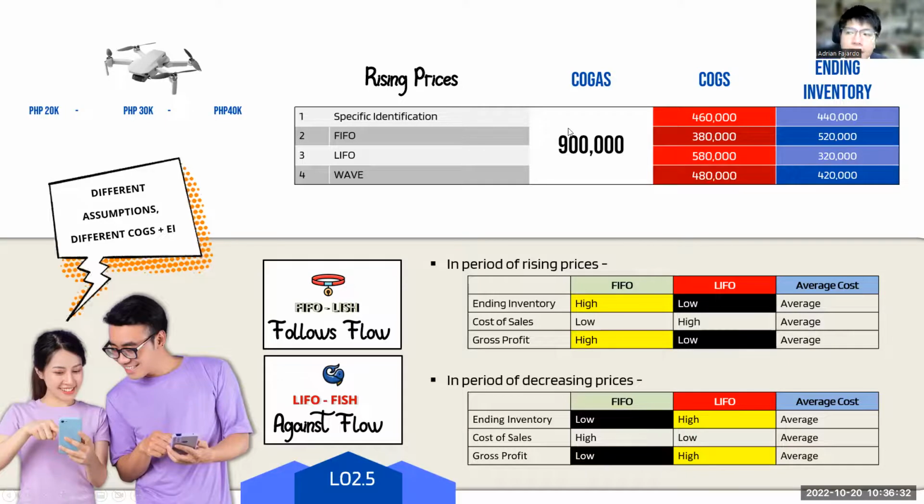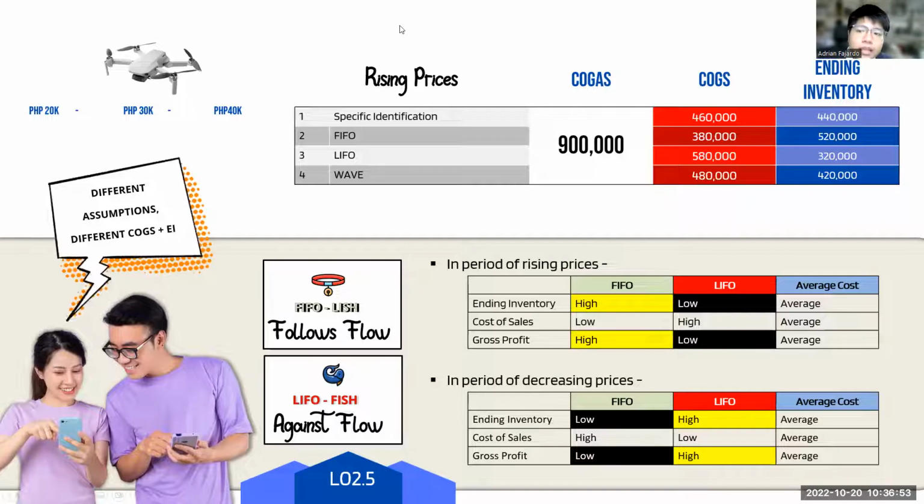So again, this is just a summary of the differences. So take note na this is very important in theory and multiple choice. That you will always have the same COGAS regardless of your cost flow assumptions. All of it will still be 900,000. Ang mag-iiba is the cost of goods sold and the ending inventory, right?